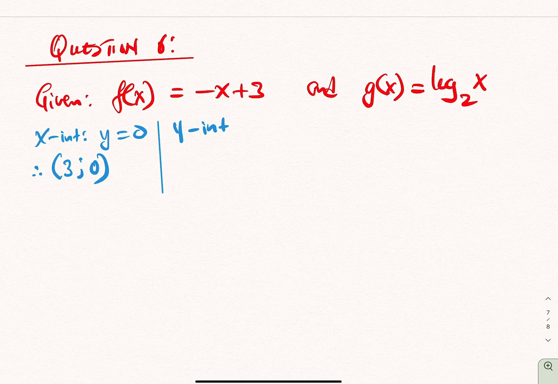Y-intercept, that's when x is going to be 0. If you put 0 here, you're going to get 3, right? So therefore, you're going to get (0, 3) as your y-intercept.